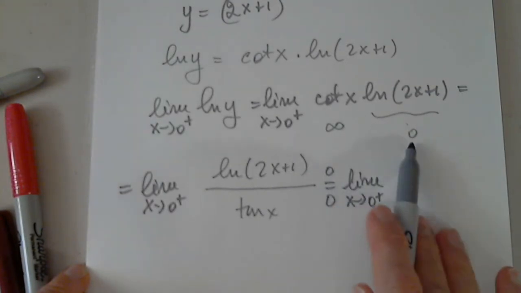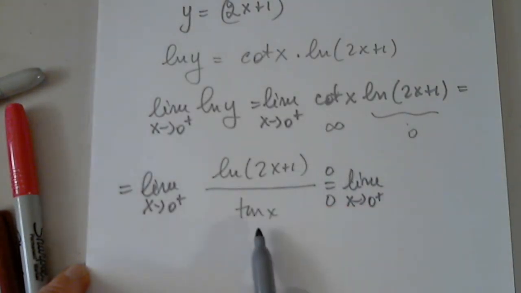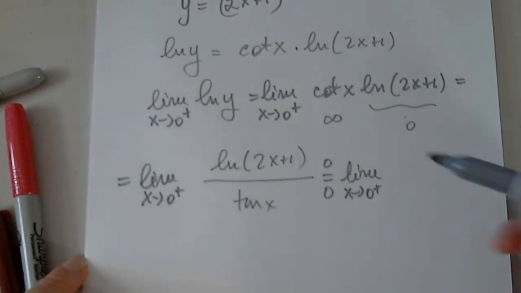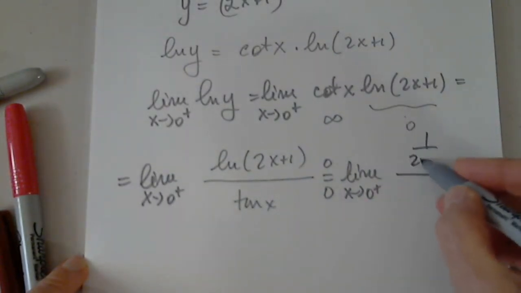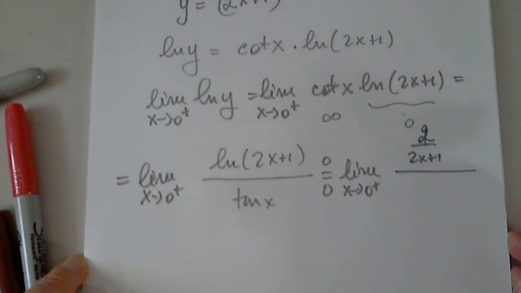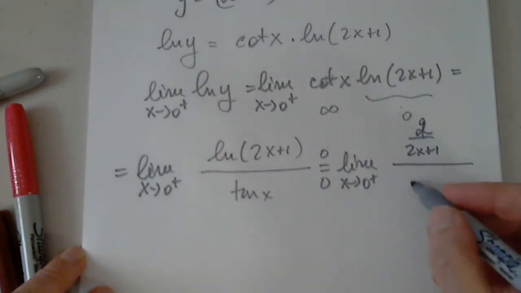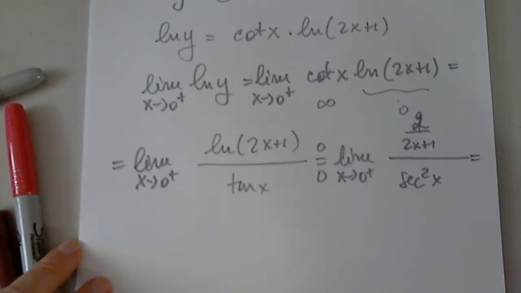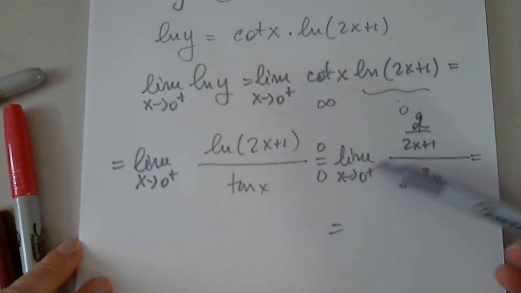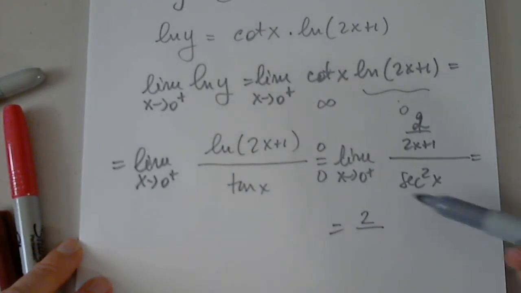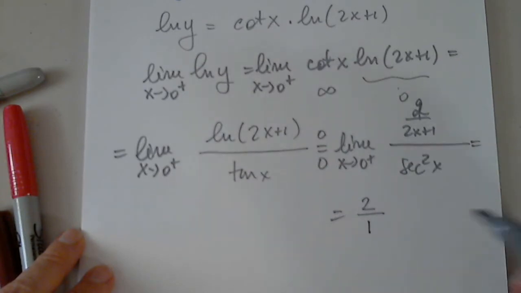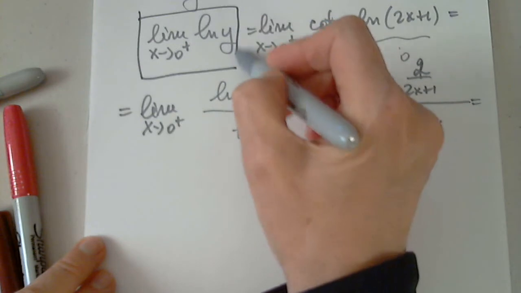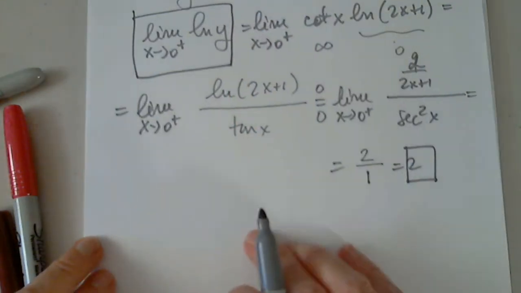So always when you change it into a product, you know you're close to changing into a 0 over 0 or infinity over infinity. So the numerator differentiated is 1 over 2x plus 1, also multiplied by 2, the inner function prime. And the denominator is secant squared. And nothing here is undefined anymore. So when x is 0, the top is 2 and the bottom is 1. So this is 2.